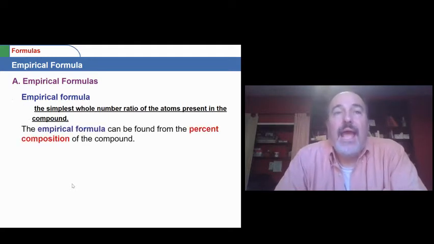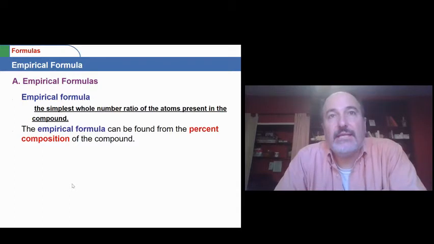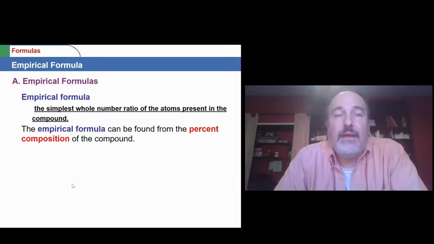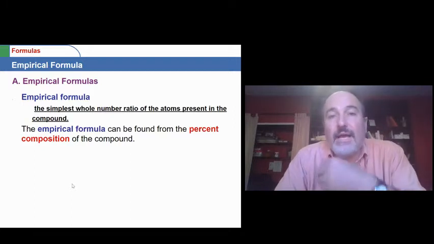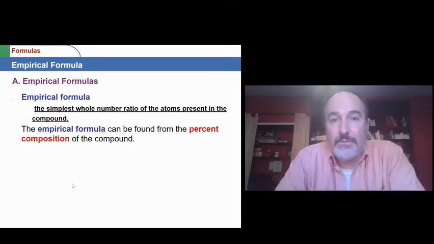The mathematical process I'm going to be showing you is how to find the empirical formula from the percent composition of the compound. So first we're going to talk about it, then I'm going to show you a sample problem. And then I'm going to talk about molecular compounds, and then I'll show you a sample problem with how to find those from the empirical.